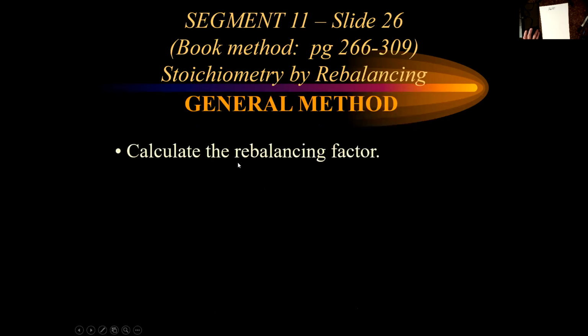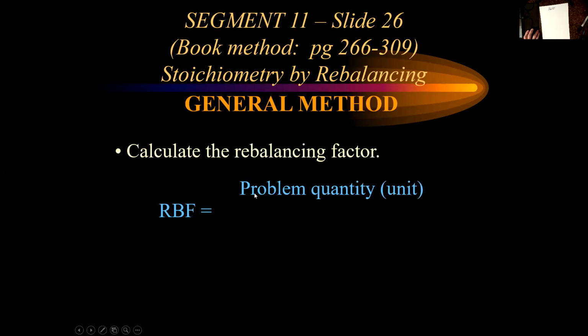Okay, so here's the general method. We're going to calculate a rebalancing factor, what I need to multiply through by in order to make the balanced equation conform to the problem. See what we're doing? We're taking something we all know how to do, balancing an equation, and we're going to change it from the balanced equation we would get to what the problem is asking. And we do that by multiplying through by what I call a rebalancing factor, RBF.